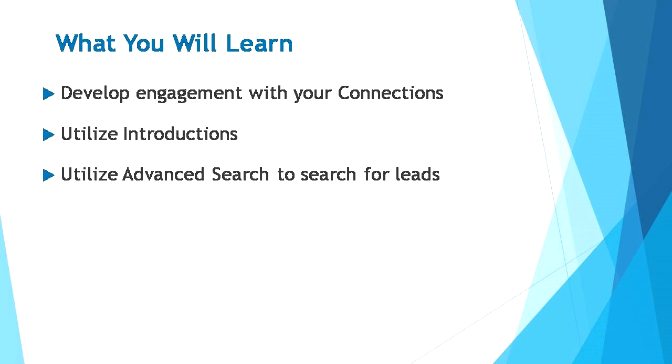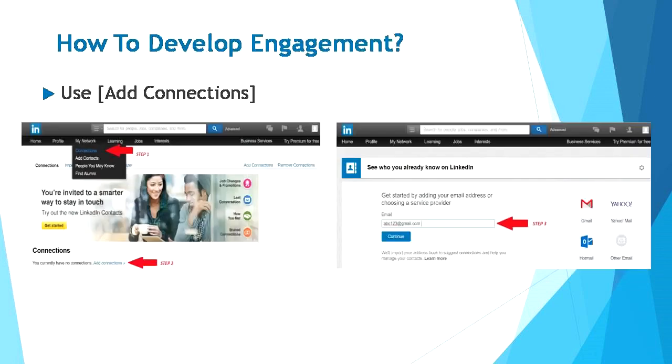You'll learn how to use the connections tier to develop engagement. Then, utilizing introductions, you'll put yourself out there in the deep end of potential clients. You'll also learn how to utilize advanced search to gain more leads. So how can you develop engagement with potential clients on LinkedIn? You can use the Add Connections function. Click on the My Network tab and click Connections. Then click on Add Connections.